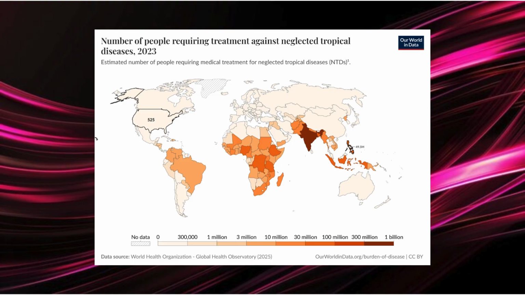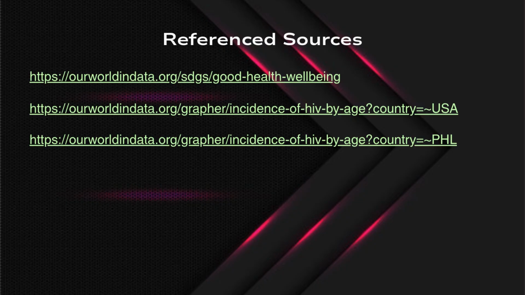This is the number of people requiring treatment against neglected tropical diseases in 2023. This is the estimated number of people requiring medical treatment for neglected tropical diseases, which is abbreviated as NTDs. In the Philippines, the number is 49.5 million. In the United States, that is a very small number, 525. These are the reference sources. All sources came from OurWorldinData.org.